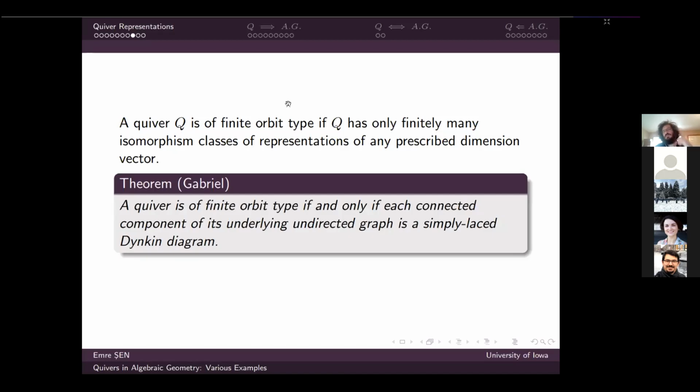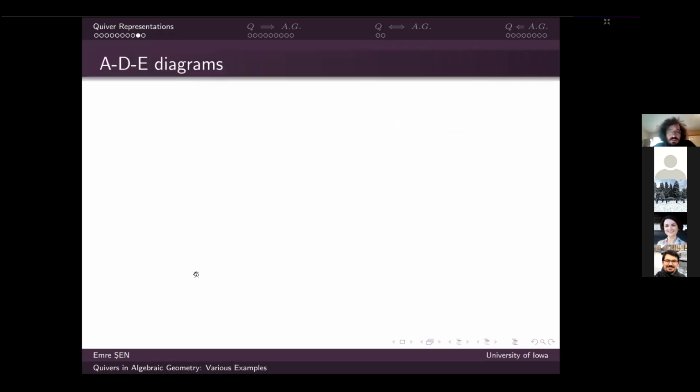And this is the old and important result. Basically, a quiver, without relations here, of course, is of finite orbit type if and only if each connected component of its underlying undirected graph, where we can forget the arrows, is a simply laced Dynkin diagram. So this is one important thing. Because the ADE story appears here, right? And what are those simply laced Dynkin diagrams?